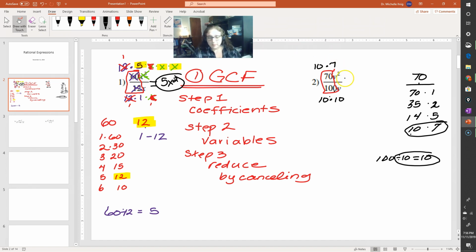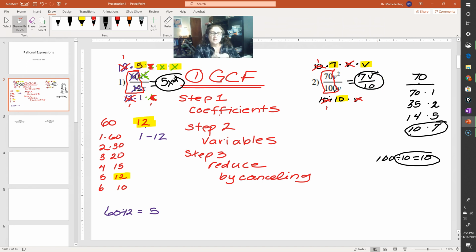Then this says v squared, so I know that v squared just means v times v, and this is just v by itself. So I think, okay, I separated my coefficients, I separated my variables, now I can reduce by canceling. I have a 10 here and a 10 here, and 10 divided by 10 is 1. I can't do anything with the 7, and I have a v here and a v here. So after canceling, I'm left with a 7 and a v in the numerator, and a 10 in the denominator. So my final answer is 7v divided by 10.